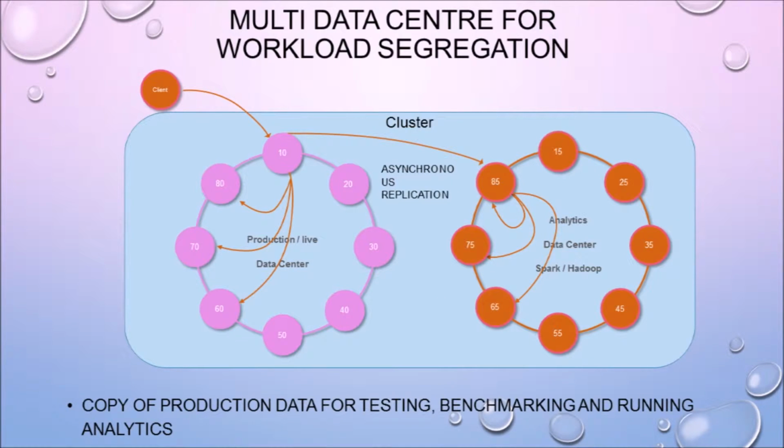So the multi-data center support can also be used for other purposes. First one is a typical use case. You have your live data center, which is where your production applications are running, and then you have your analytics data center where you can run all your Spark or Hadoop jobs, MapReduce jobs. So you write to one, it gets replicated to another, and then you run your analytics in there.